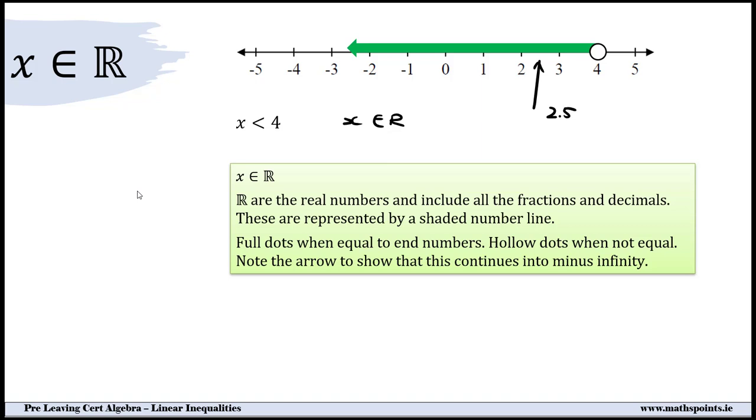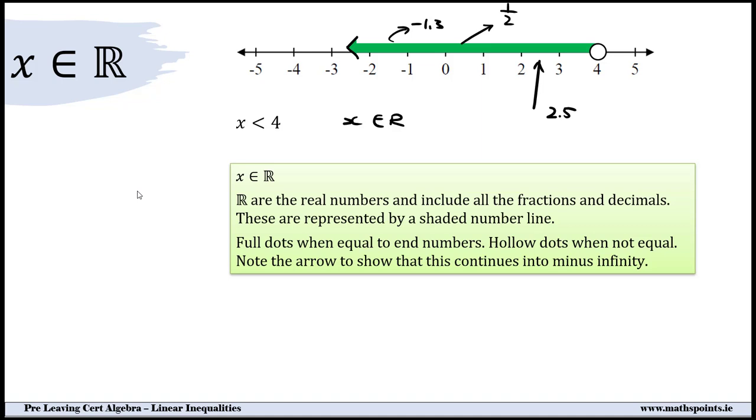It includes numbers like minus 1.3. It includes fractions like a half. And so to include all of these things, I have to shade in the number line. And again, I put an arrow at some stage at the end of the number line to say it also includes all the numbers less than 4 as far as minus infinity.